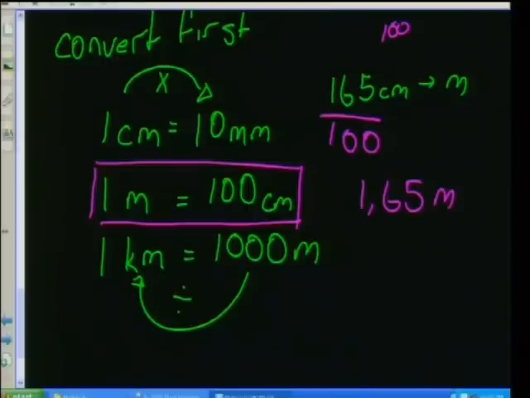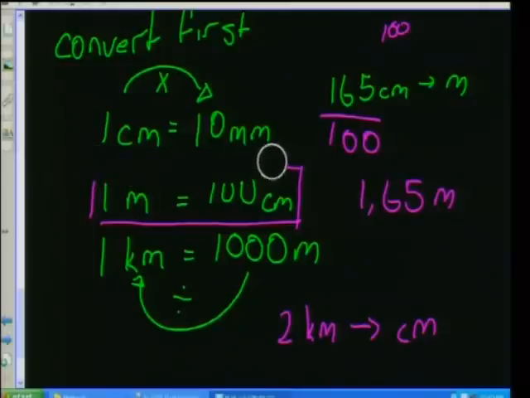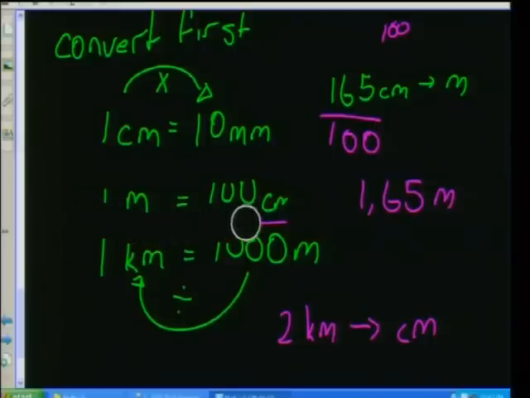Okay. Let's try a little harder one, Florence, before you disappear. Let's convert 2 kilometers to centimeters. Right, let's try that. Now, I'm going to try and delete this carefully. Okay, and let's go back to green. So I've got these zeros. I want centimeters on one side and kilometers on the other.